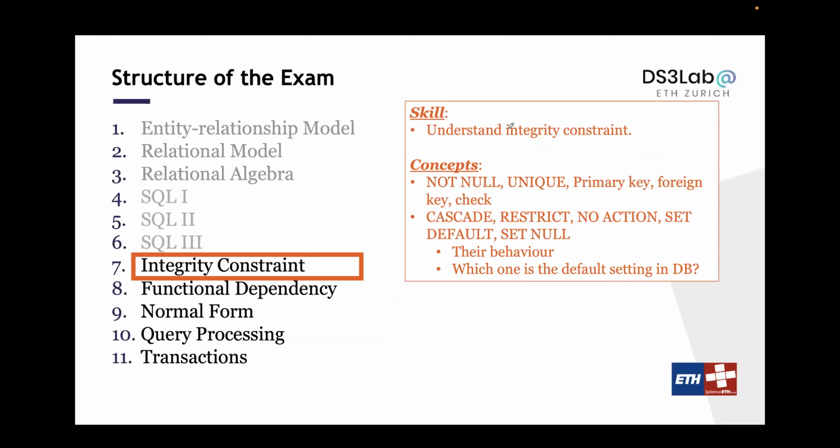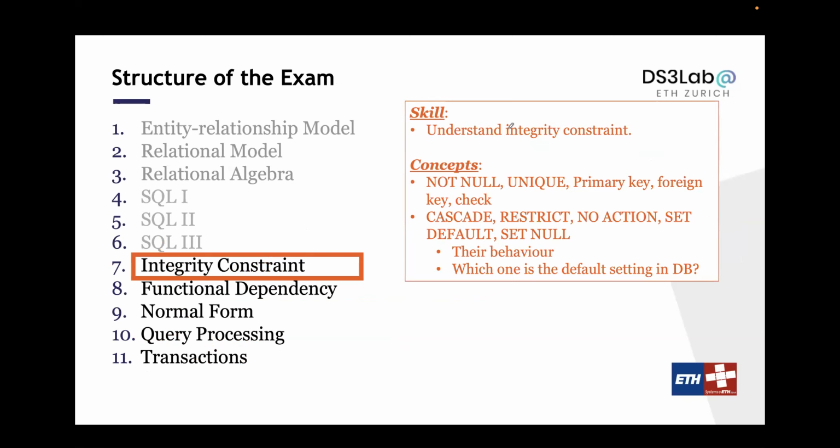So the way we're going to test integrity constraints is really to test the core skill. You should be able to understand integrity constraints whenever you see them in the schema. You should have the right expectation about what they are trying to do. What are the database instances that are possible under the constraint? What is actually not possible?